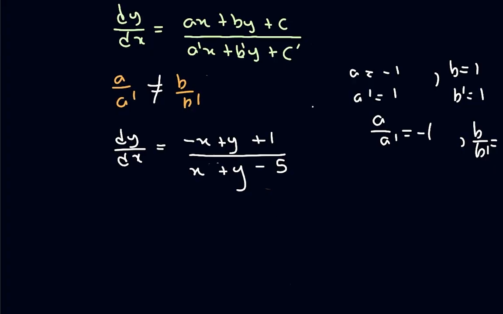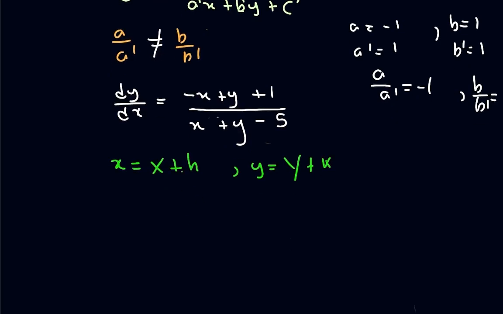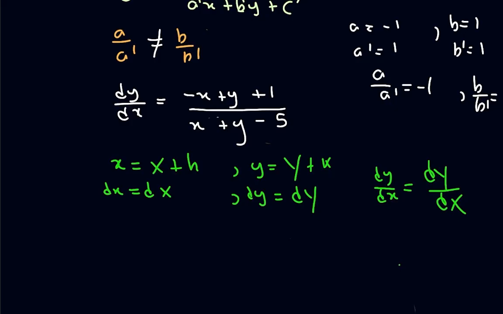To do that, we use this substitution. We substitute x as capital X plus h and y as capital Y plus k, where h and k are constants. So if we substitute, and you can see that if we differentiate this with respect to x, or if we consider differentials, then dx equals capital dX because h is constant, dy equals capital dY, so dy over dx equals capital dY over dX. So we can substitute that here.